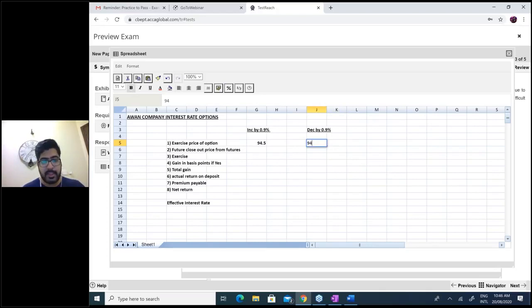I'm doing the first exercise price, 94.5. Now compare it with the futures closeout price from futures. What is the futures closeout price from futures? Remember, in step number 4 of futures you computed yesterday, in case of increase and decrease both, you have already computed the future closeout price from futures. In case of increase, it was 94.55, and in case of decrease it was 96.35.